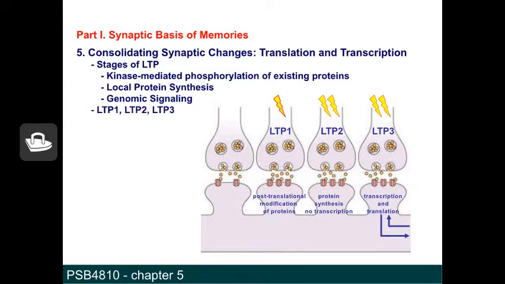and LTP3. So I'm showing my modified diagram again on this opening slide. We're going to see that LTP1 seems to activate only the post-translational modifications of proteins that I spent much of the first 4 chapters talking about. And I'm going to remind you again that LTP2 adds in new protein synthesis that doesn't actually require genomic signaling. And LTP3 adds in genomic signaling.